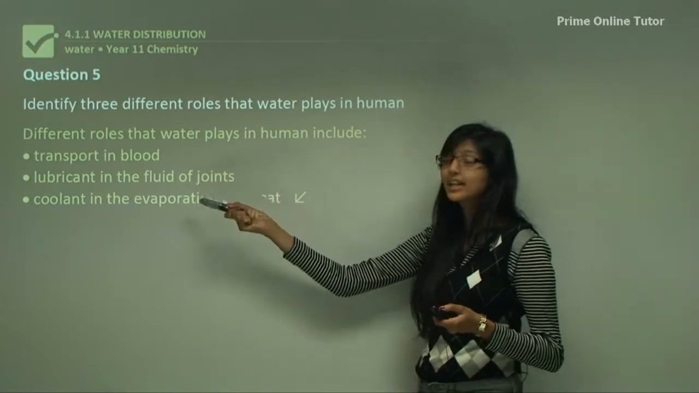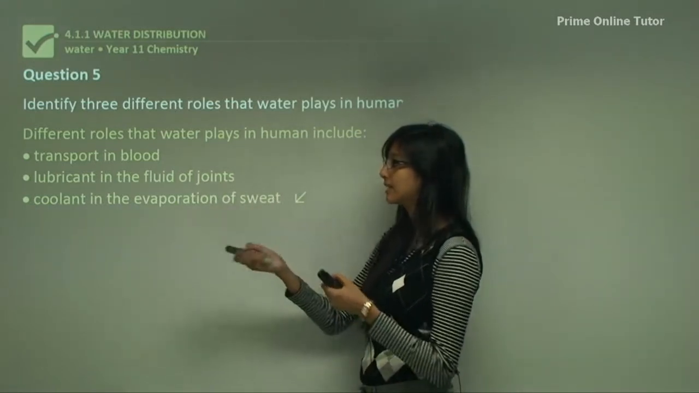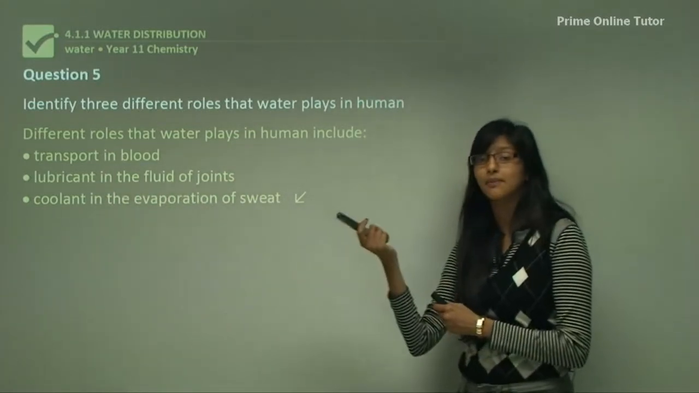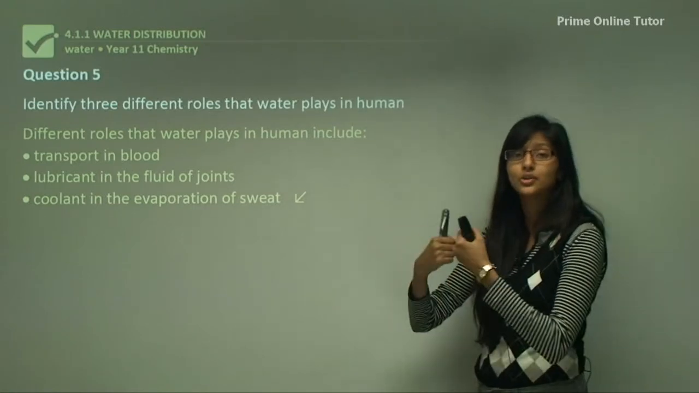And lubricant means that it helps your muscles or bones to move swiftly, so it's not too tight.